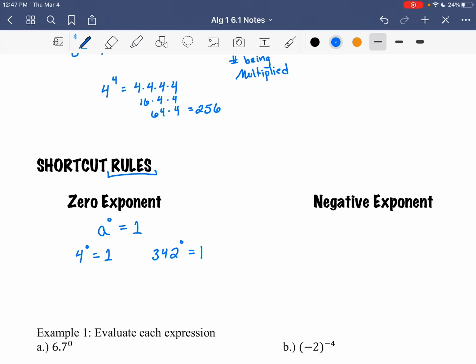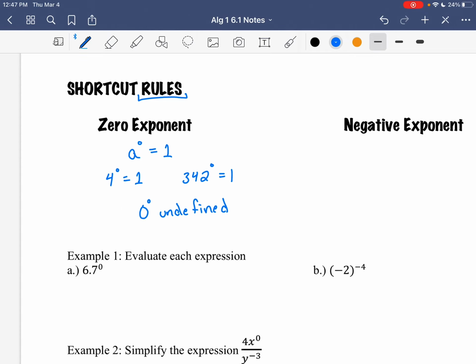But 0 to the 0 power is undefined. We can't actually take 0 to the 0 power. So your base has to be non-zero. So anything to the 0 power is 1.